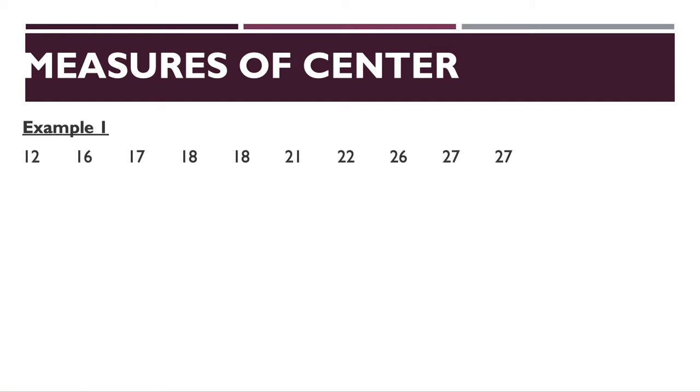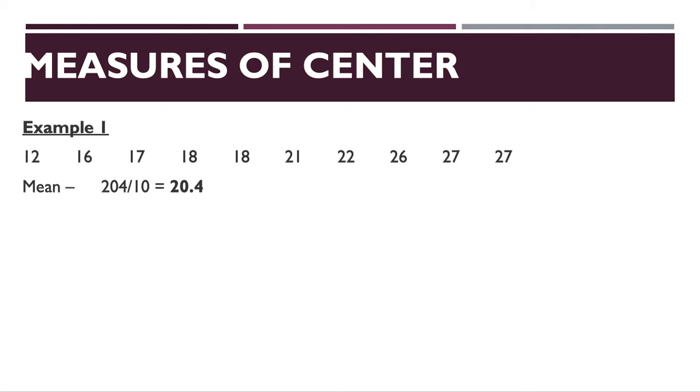Let's look at an example. Here we have a data set and we will calculate the mean and median. Luckily, this data set is already in order from lowest to highest. To calculate the mean, as I mentioned before, I'm going to first add all these values together. Then I'll divide by the amount of data values. If you count, I have 10 data values here.